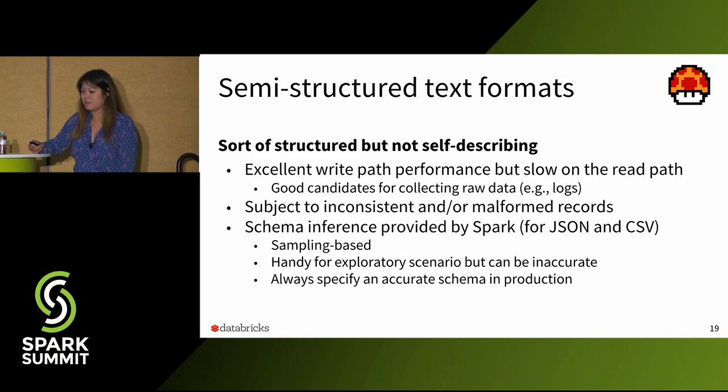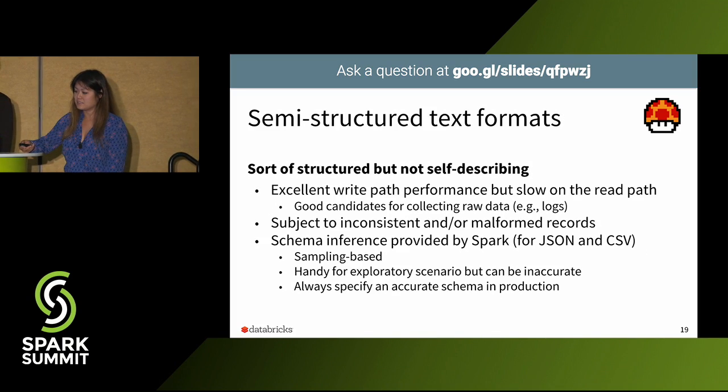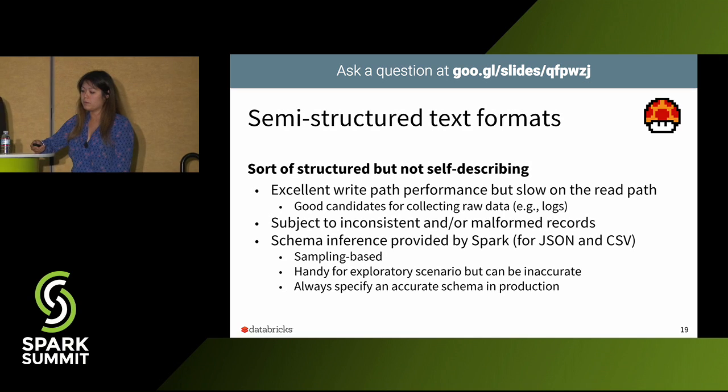So next, let's talk about semi-structured text formats. What we're talking about is JSON and CSV. What we mean is that they have a structure to them, but you have to parse that out a little bit more.